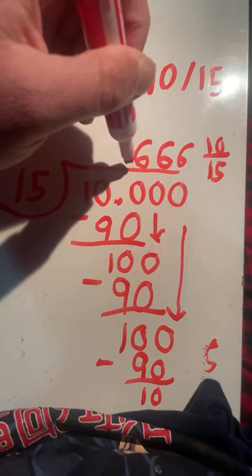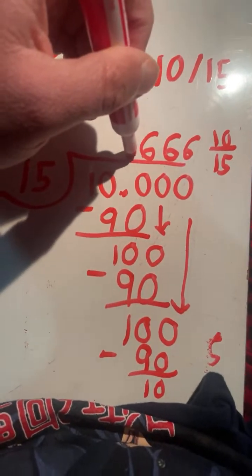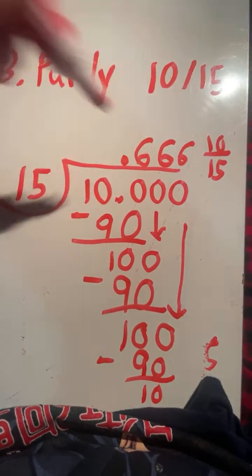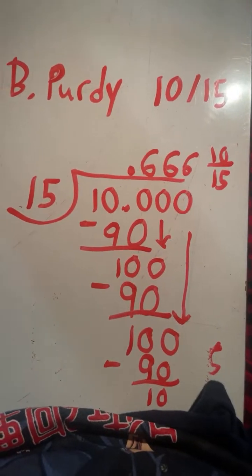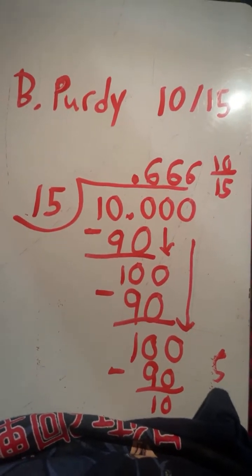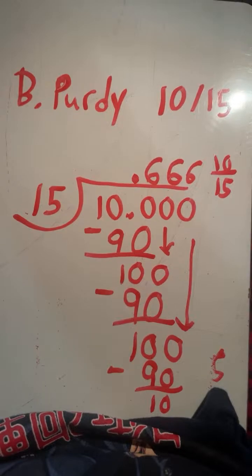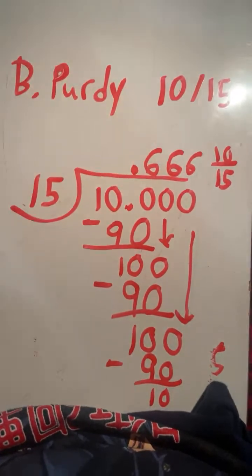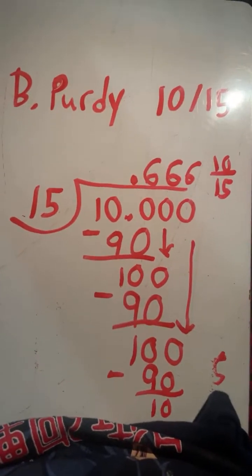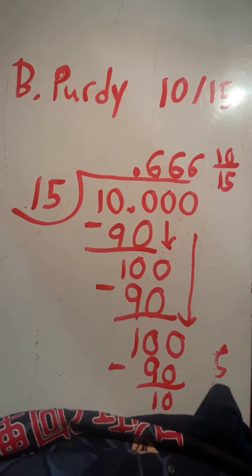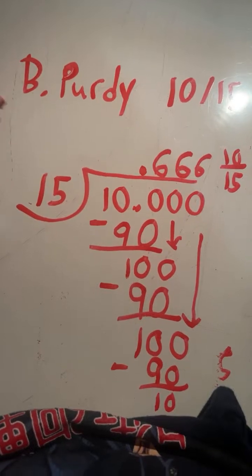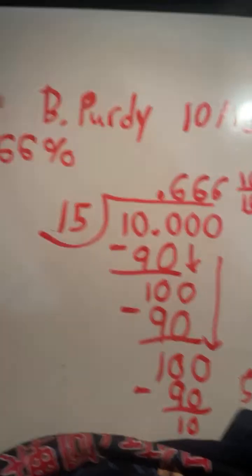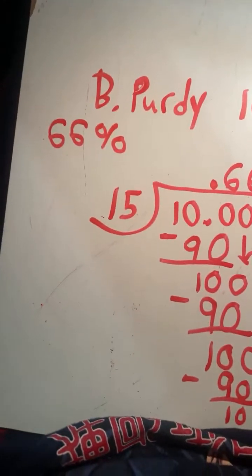Now I'm going to move the decimal point over 3 places. So Brock Purdy's completion percentage is 666 thousandths. This 6 is going to keep repeating. But 666 thousandths, or 66.6%. That is his completion percentage.